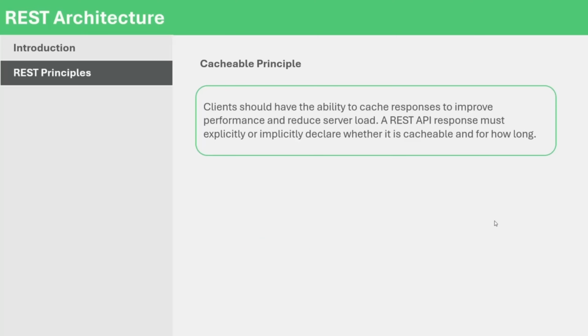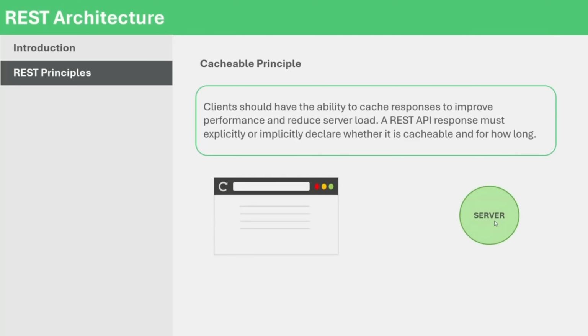The next principle is the cacheable principle. So clients should have the ability to cache responses to improve performance and reduce server load. A REST API response must explicitly or implicitly declare whether it is cacheable and for how long it is cacheable. So for example, again, I have a client and a server. The client is requesting products data, and the server is going to send that products list in the response.